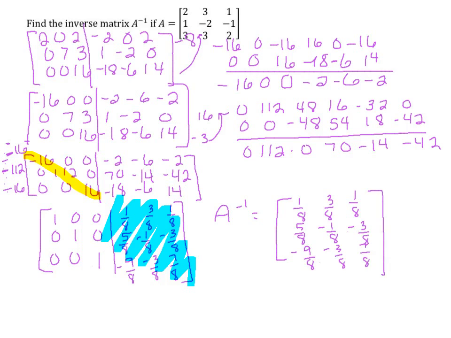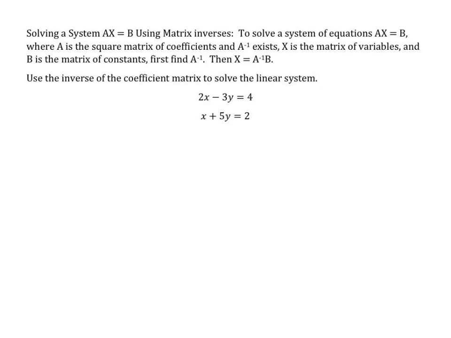And again, it's okay that we get fractions. So we can solve a system A times X equals B using matrix inverses. To solve a system of equations AX equals B, A is the square matrix of coefficients, and A^-1 exists. X is the matrix of variables, and B is the matrix of constants. We first need to find the inverse of A. Then we'll take the inverse of A and multiply it by B.